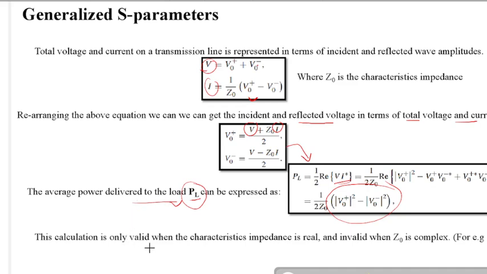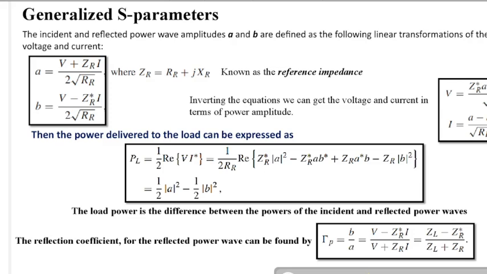The calculation is only valid when the characteristic impedance is real. This value has to be real, and generally it is always real. It is invalid when Z0 is complex, which means the line is lossy, that is, the network has a component which is lossy in nature. In that case, this calculation won't be possible.